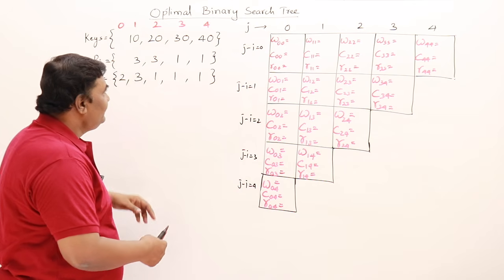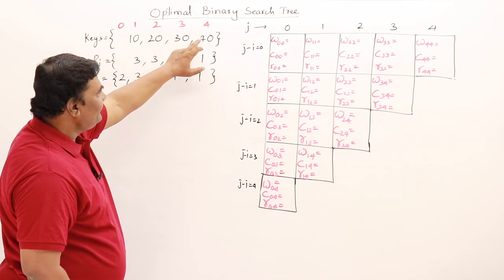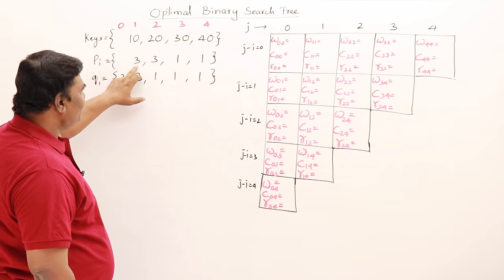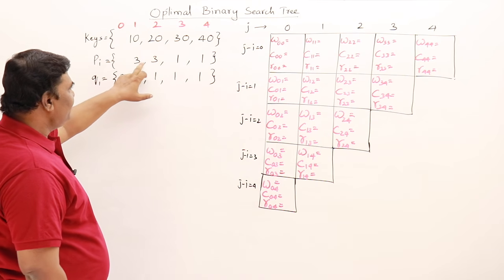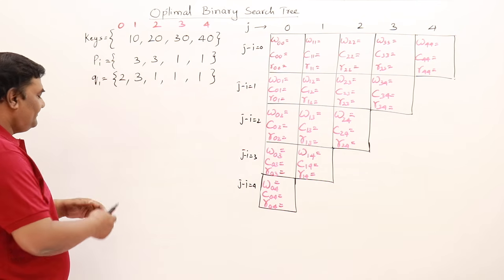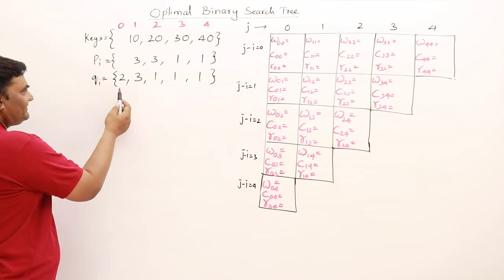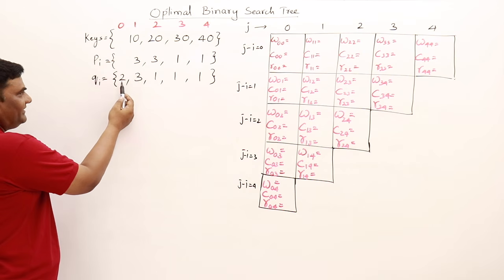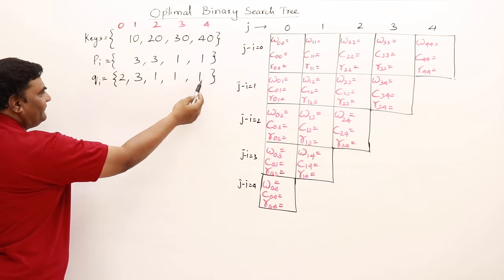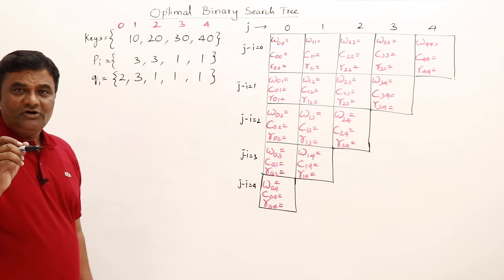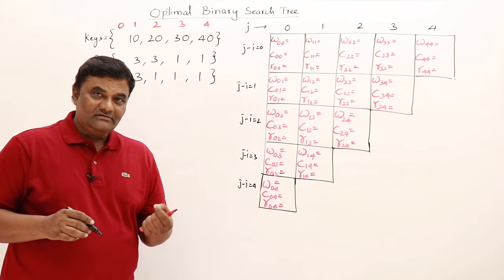First of all, there are 4 keys given, 10, 20, 30, 40, right? And these are the successful search probabilities of the first, second, third and fourth key. And these are the unsuccessful search probabilities, the Qi's, starting from 0 onwards, like one extra unsuccessful search probability will be there. So this is 0, 1, 2, 3, 4. Actually, the probability should be in decimal point. Probability should not be greater than 1, right?